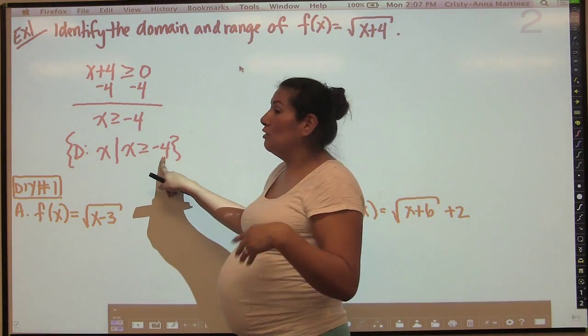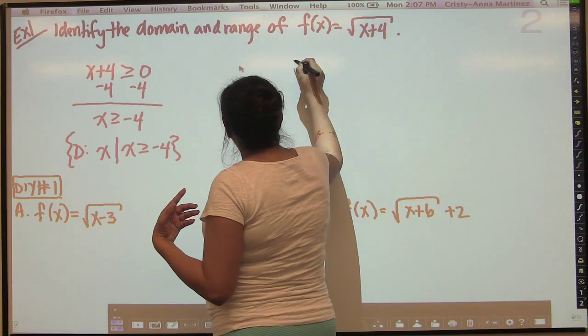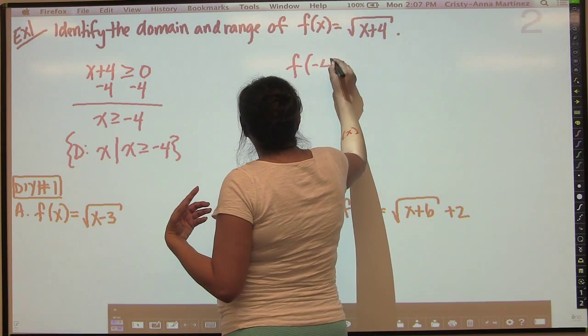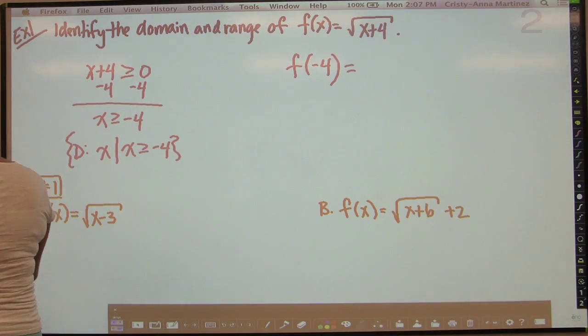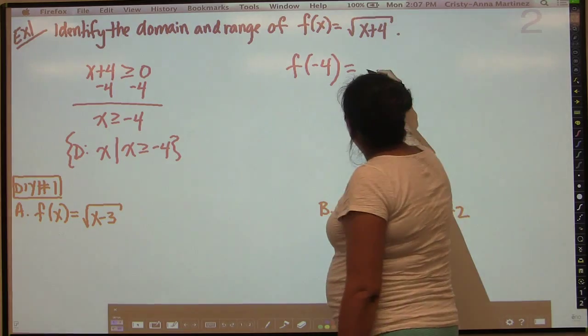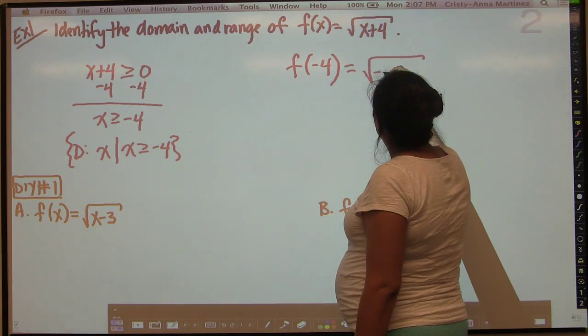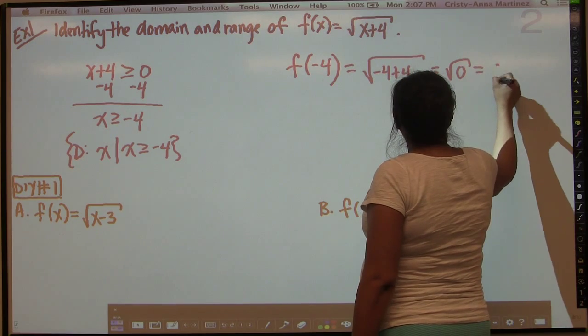So to find the range, it's real simple. You just plug in negative 4 into the actual function. What is f of negative 4? When I evaluate what f of negative 4 is, that'll tell me what the range is going to be. So f of negative 4 is going to equal the square root of 0, which is 0.